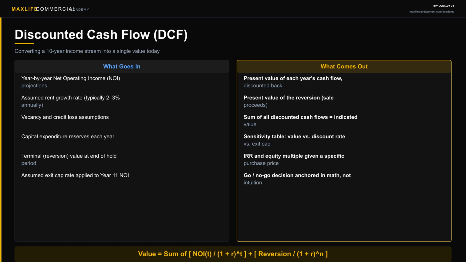From there, you build a sensitivity table showing how that value swings as your discount rate and exit cap assumptions change, and you solve for the IRR and equity multiple at any given purchase price. The entire formula is right here on screen. Value equals the sum of each year's NOI divided by 1 plus the discount rate raised to that year, plus the reversion discounted back over the full hold. Master this one equation, and you can value any income-producing property on Earth.